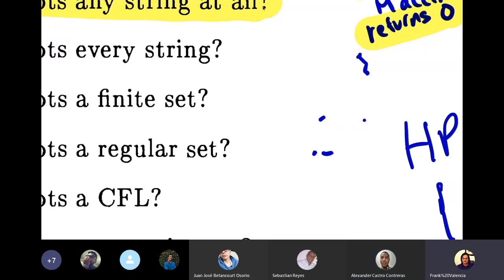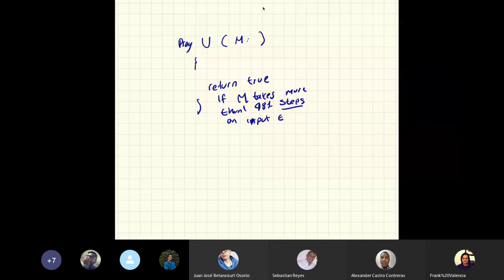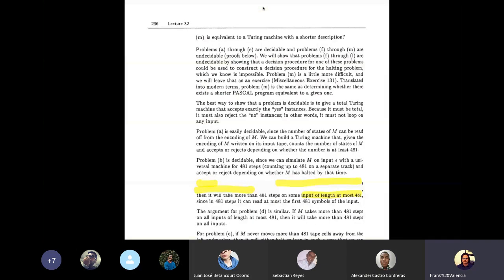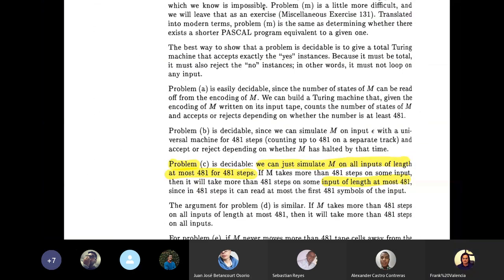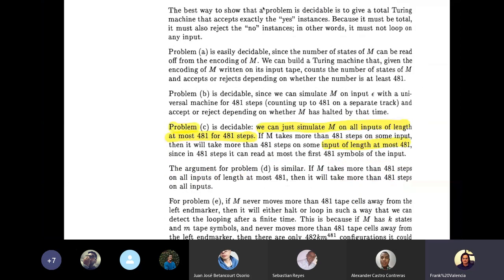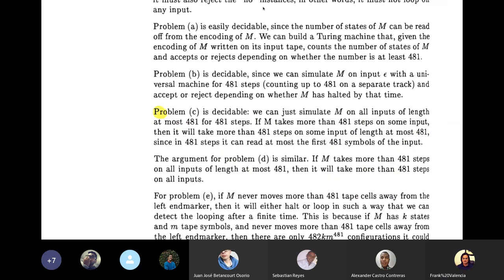But okay, so I thought you didn't understand this part. Okay, so we are going back to this, right? So we're gonna simulate M on all inputs of length at most 481 for 481 steps, okay? That's the idea of the problem. Así es.